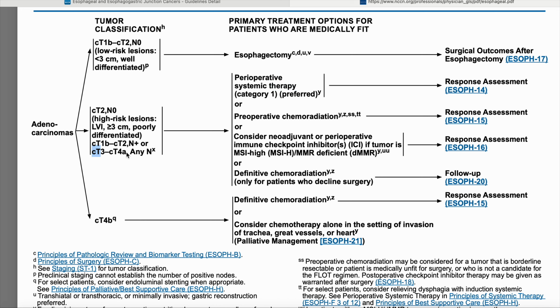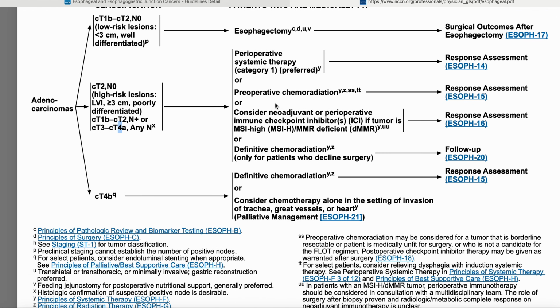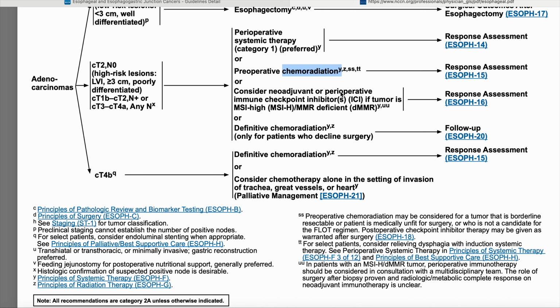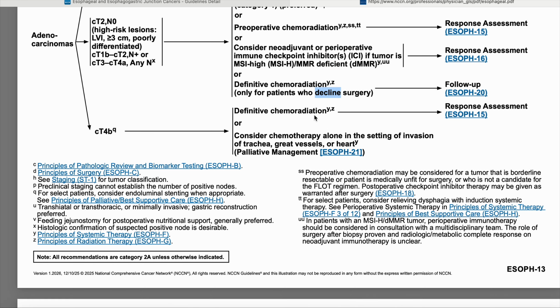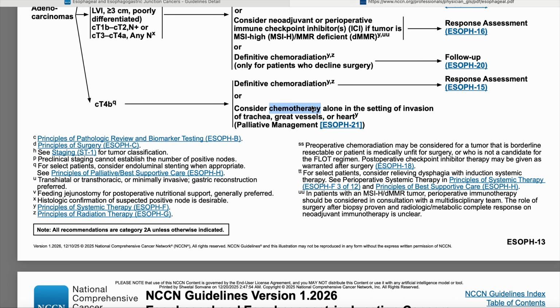And in case of T3, T4a, we'll plan perioperative systemic therapy, which is a category 1 recommendation, or we can go for perioperative chemoradiation, or consider neoadjuvant or perioperative immune checkpoint inhibitors if the tumor is MSI high or MMR deficient, or definitive chemoradiation only in patients who decline surgery, or definitive chemoradiation or consider chemotherapy alone in the setting of invasion of trachea, great vessels, heart, that is palliative management.